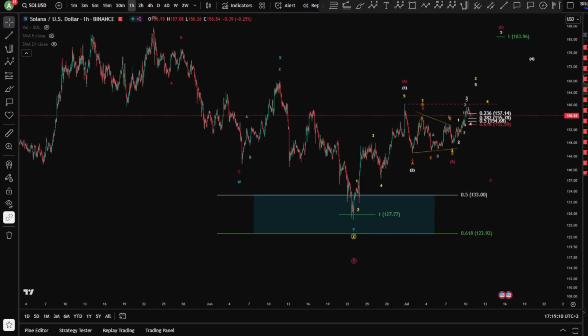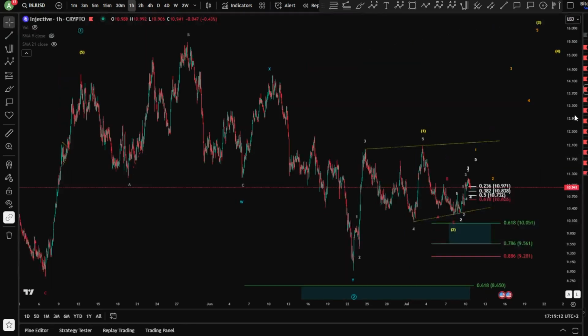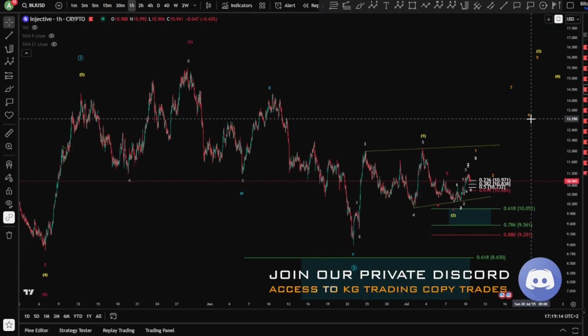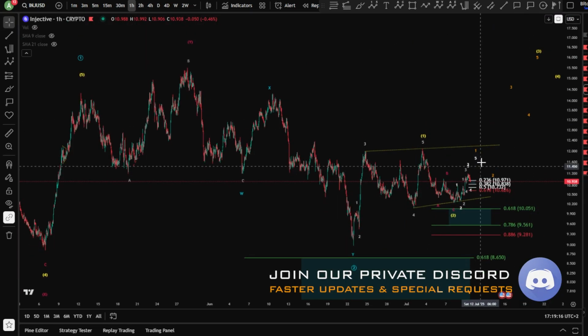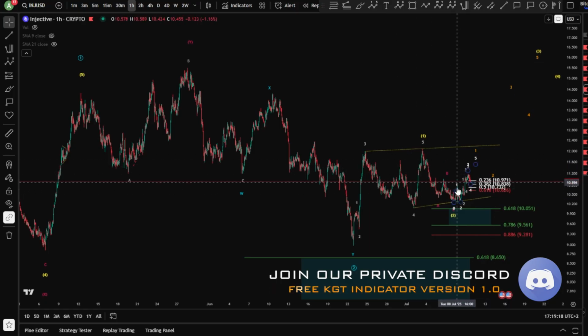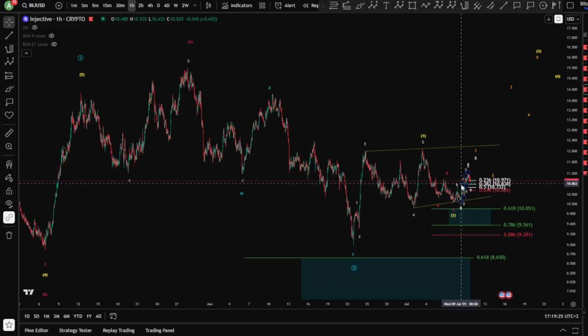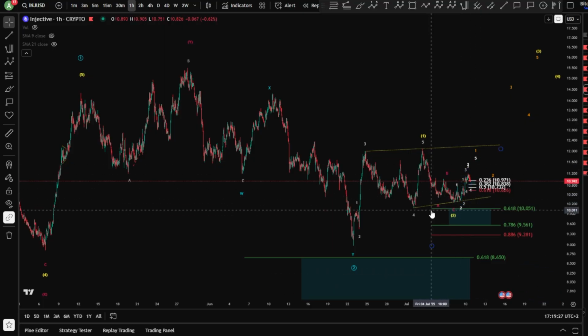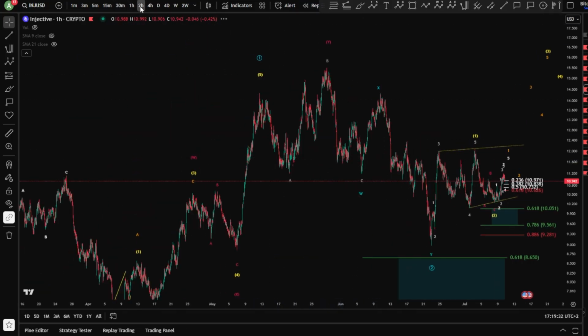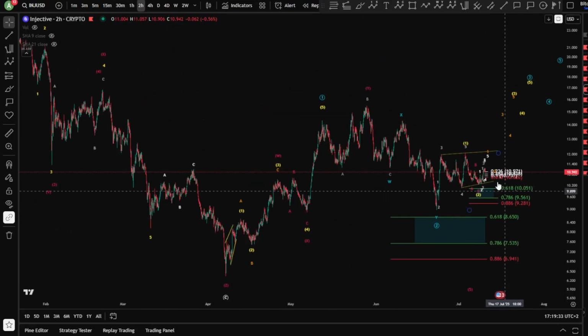So next is Injective. Injective is even a little bit worse than Solana. That was already seen yesterday in the live stream, and I struggled here with the count because it is showing weakness, and that's why I was taking time to see what is going on in it. It doesn't show really strong movement, but we're going to come back to it.